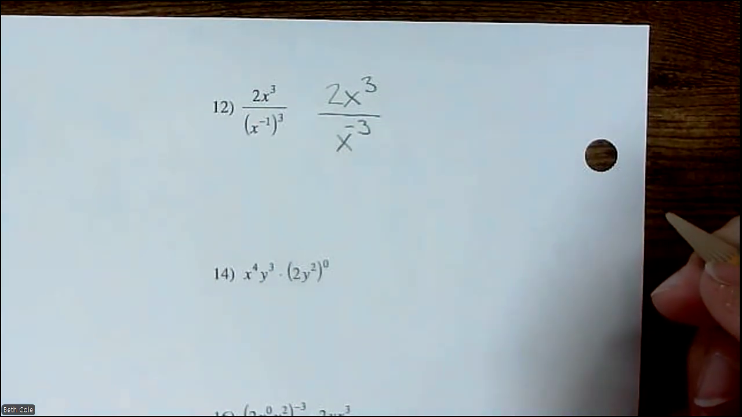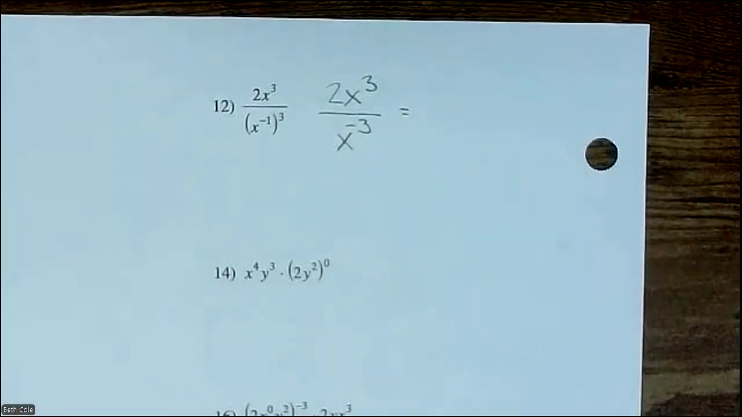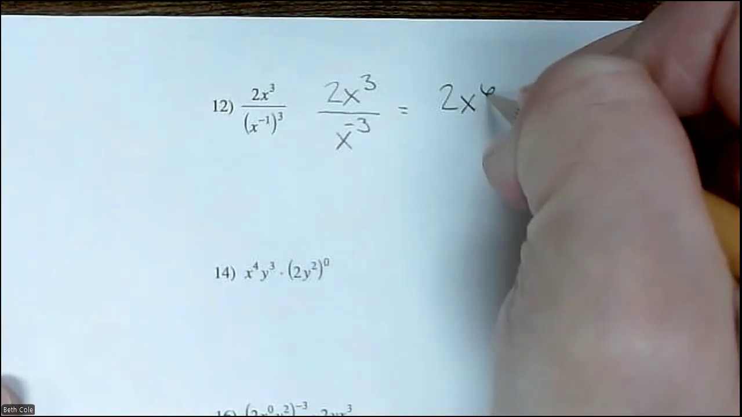Do you see how I did that? -1 times 3. Now, those are traders. They're going to come to the other side. Watch me. I'll act this out for you. This team has 3 people. This team has 3 people. But these 3 are traders and they're going to come over here. So now there's 6. So it is 2x to the 6.